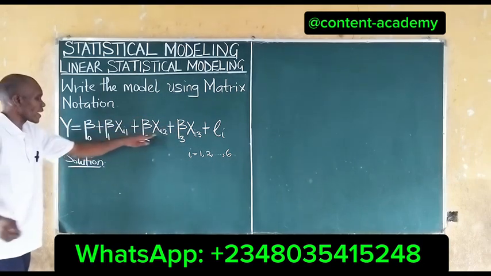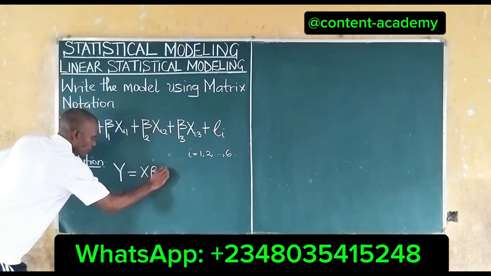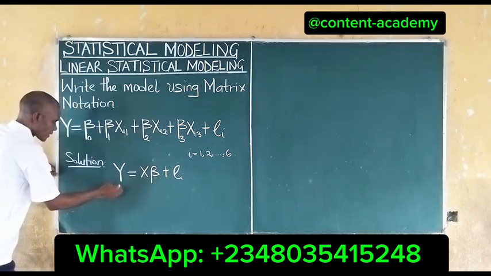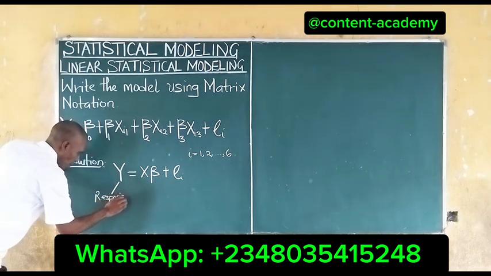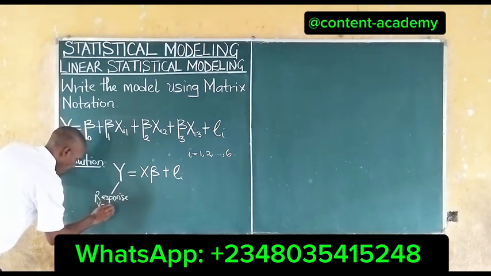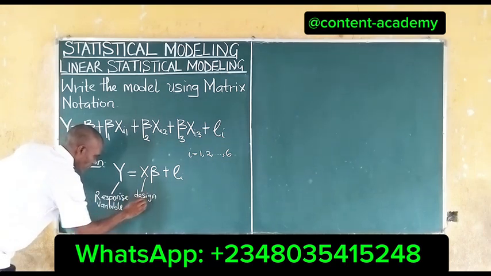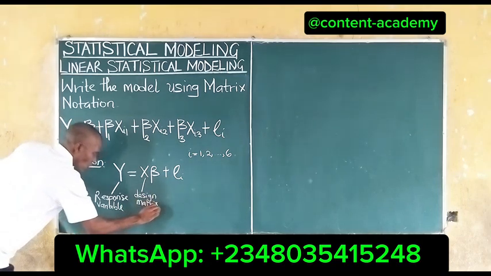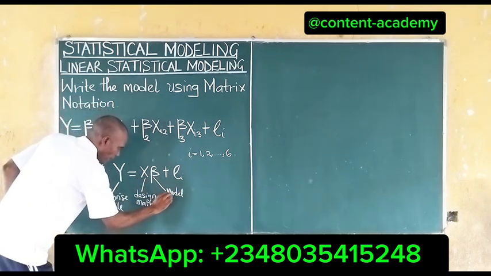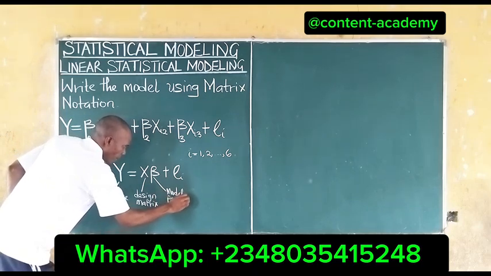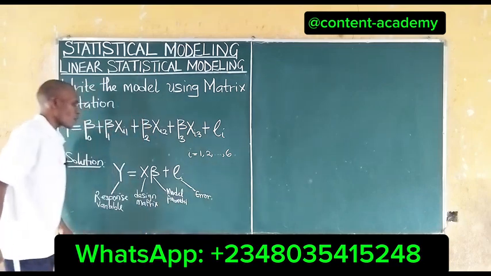Of course, this is a linear regression model, and we have our model to be y is equal to xb plus e_i, where y is the response variable, x is the design matrix, or we call it the predictor variable, while b is the model parameter, and e is our error term. So this is the random error.